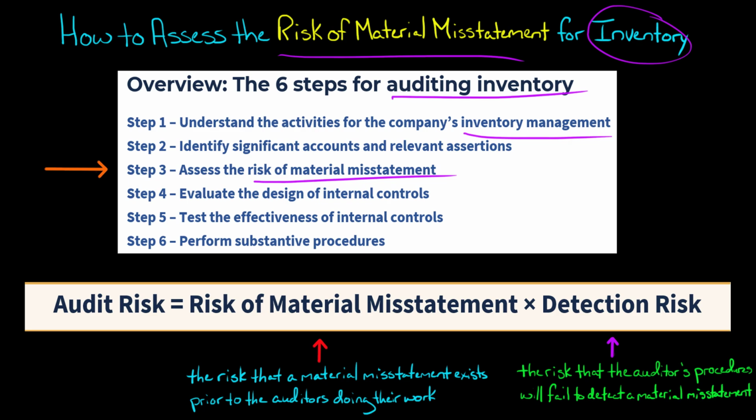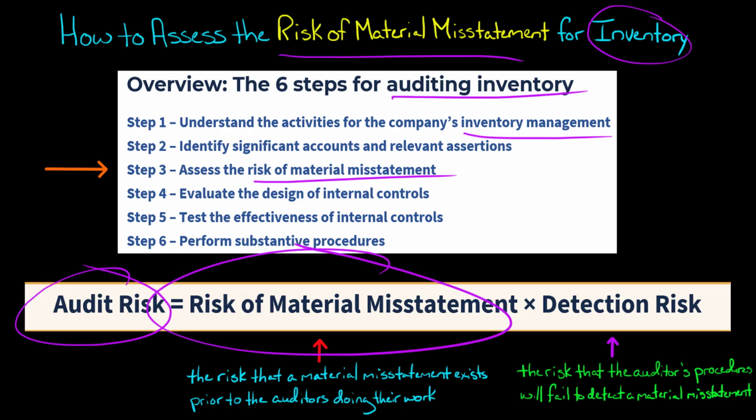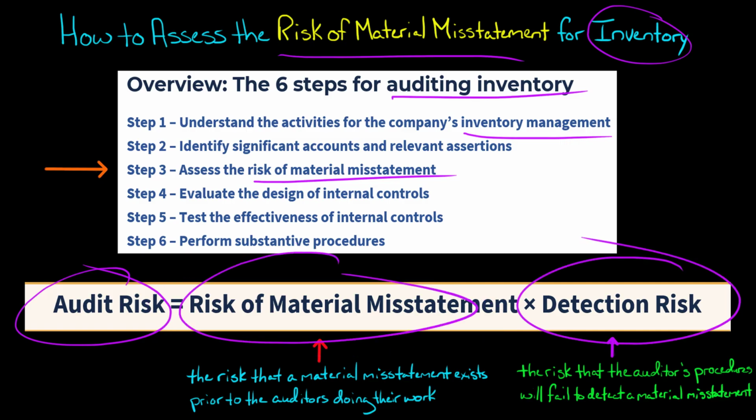Now, why do we even care about the risk of material misstatement? We care because it affects audit risk. Remember that audit risk is the risk that the auditor will express an incorrect opinion when there's a material misstatement. So we don't want that to happen if we're the auditor. So the auditor needs to understand the risk of material misstatement because audit risk is a function of the risk of material misstatement and detection risk.